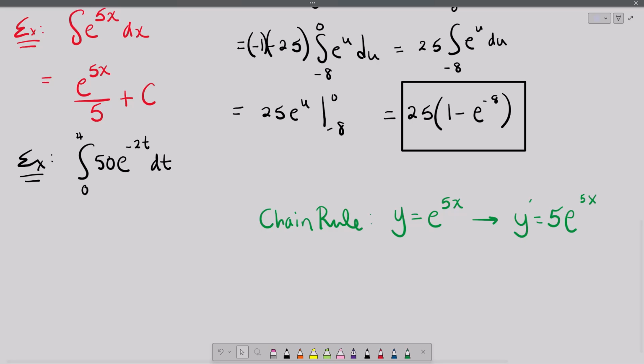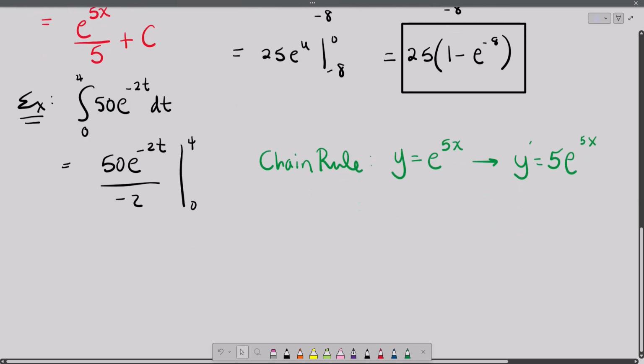This just says, okay, the 50 comes out. 50 is out in front. The integral of an exponential is itself, so we just write it down again. And then we say, oh, we can use RCR because it's linear. This exponent's linear. The derivative of it is negative 2. And then we go 0 to 4.